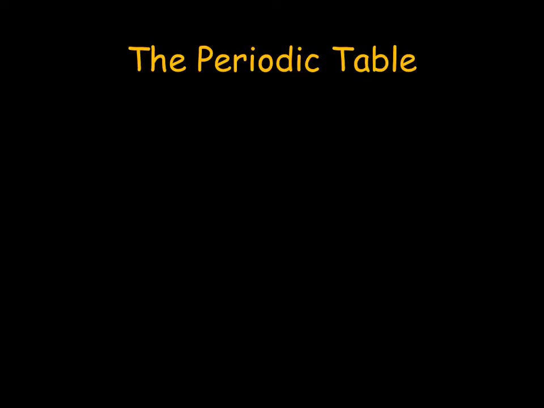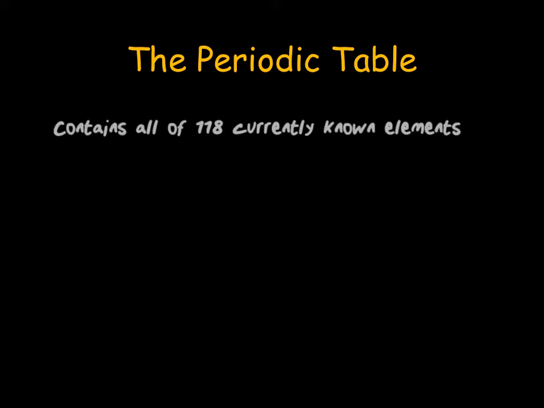So what is the periodic table? Well, the periodic table contains all of the elements that we currently know about. There are 118 elements on the full periodic table.